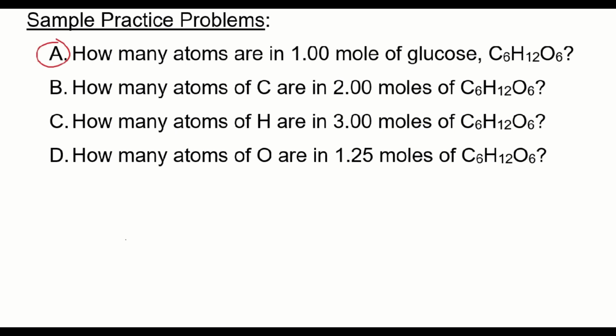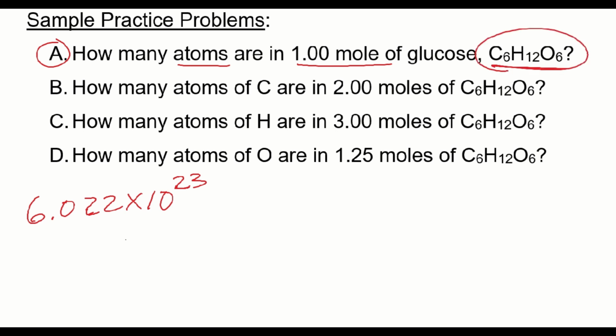Part A, how many atoms are in 1 mole of glucose? So 1 mole is just Avogadro's number. So let's start with 6.022 times 10 to the 23rd. That's how many molecules we have in 1 mole of glucose.